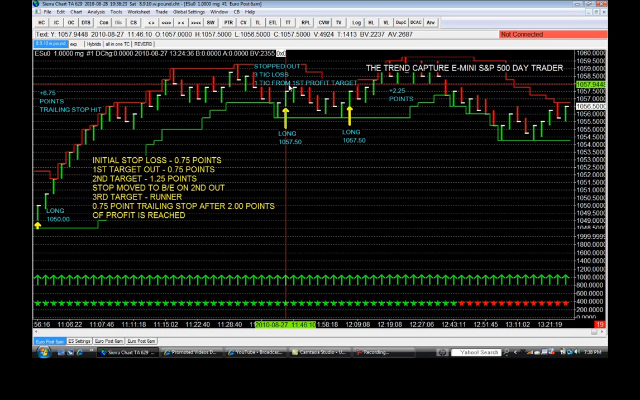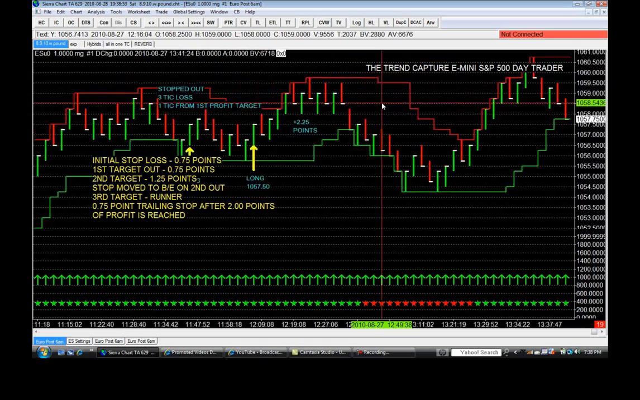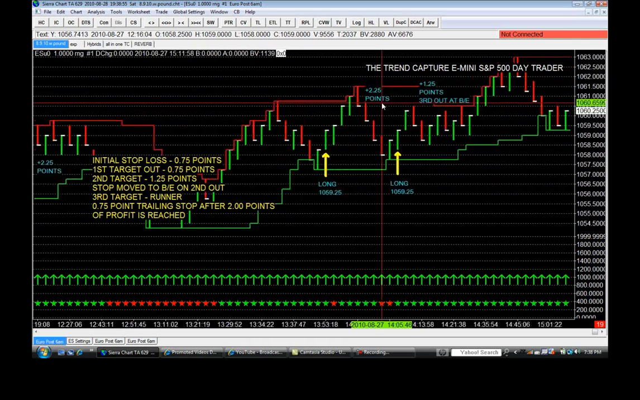Another long here at 10.57.50. That was stopped out for a 3-tick loss. It actually got to our profit target of 0.75 point. However, it never made it on the bid, so we would have never been executed. Therefore, in the real world, we never got to the first profit target. So that was a stop out of 3 ticks. Right here was a long at 10.57.50. That was good for 2.25 points from the execution to the high.